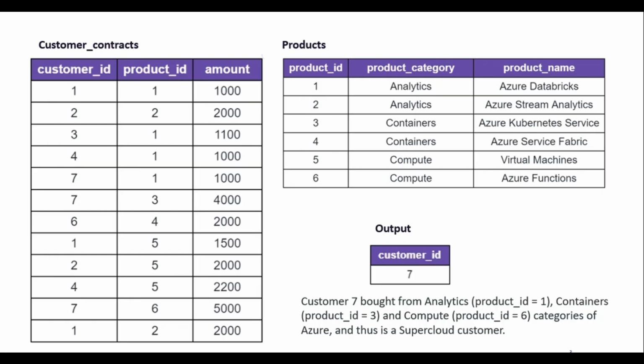We compare with the total number of categories to ensure that the count of distinct categories per customer is equal to the total number of distinct categories present in the products table. This will make sure that the customer has purchased at least one product from each product category. So this is how we will be doing it. Now let's write our query in MySQL Workbench, and I'll help you with each and every step. So let's start.